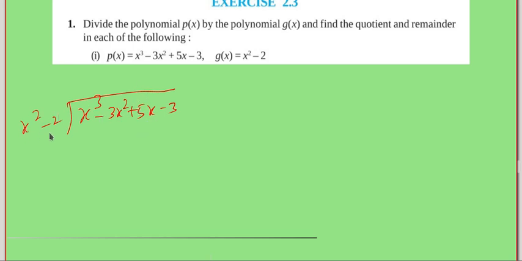First we have to look at the highest degree of the dividend.